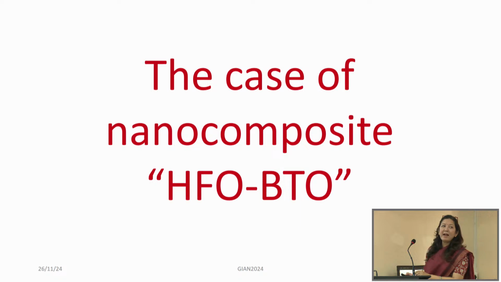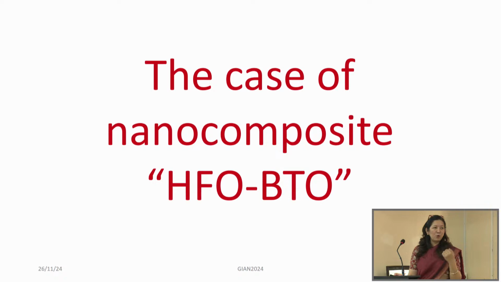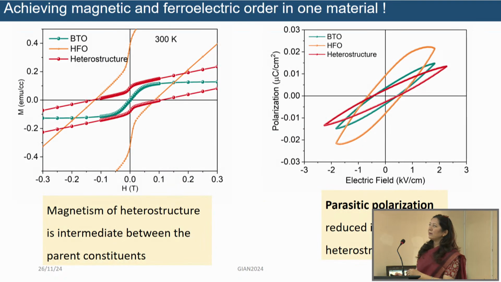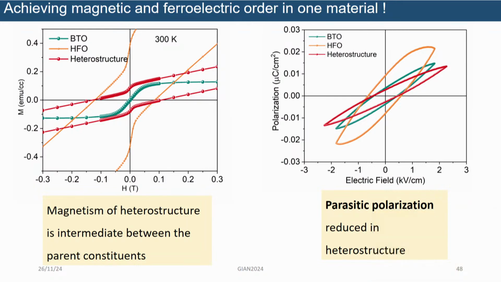Then very briefly I will go over a composite which we created. We created a composite of HFO, which is holmium orthoferrite, and BTO. We did the same thing, but we made nanofibers which were heterostructured. We had one layer of HFO, over that one layer of BTO, then HFO, then BTO. This way we created a heterostructure which was not very uniform, so the HFO and BTO thicknesses were different.